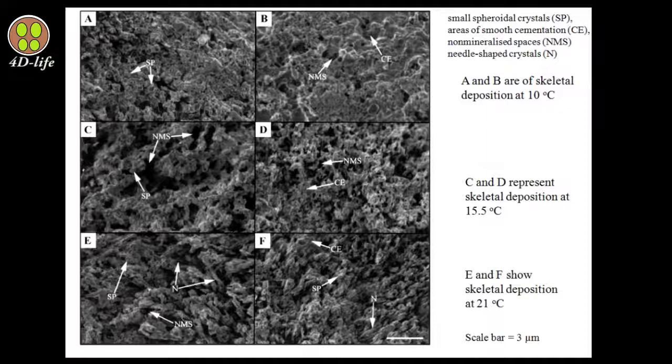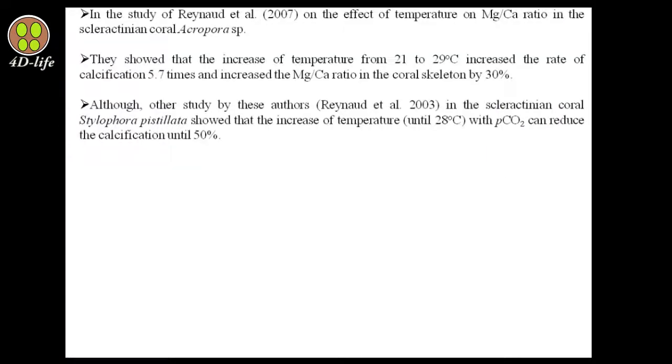In the study by Reynaud et al. in 2007 on the effect of temperature on the magnesium to calcium ratio in the scleractinian coral Acropora sp., it showed that the increase of temperature from 21 to 29 centigrade increased the rate of calcification 5.7 times, and also increased the magnesium to calcium ratio in the scleractinian coral by up to 30%.